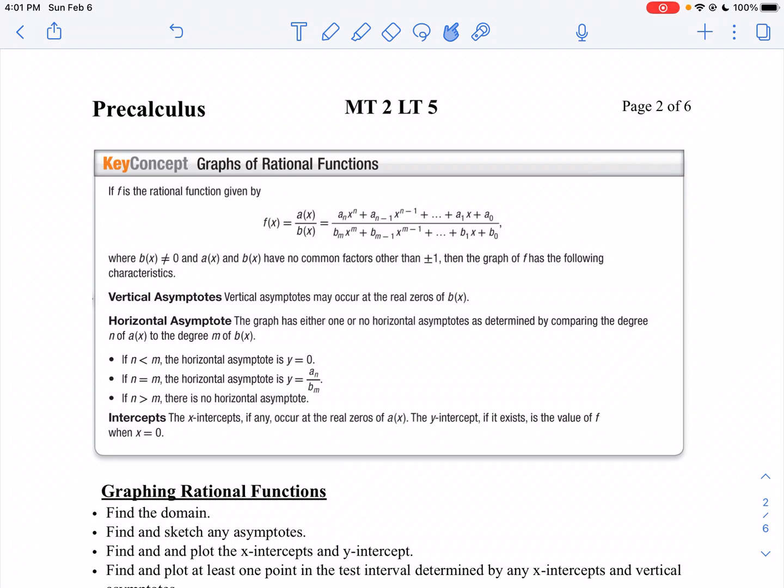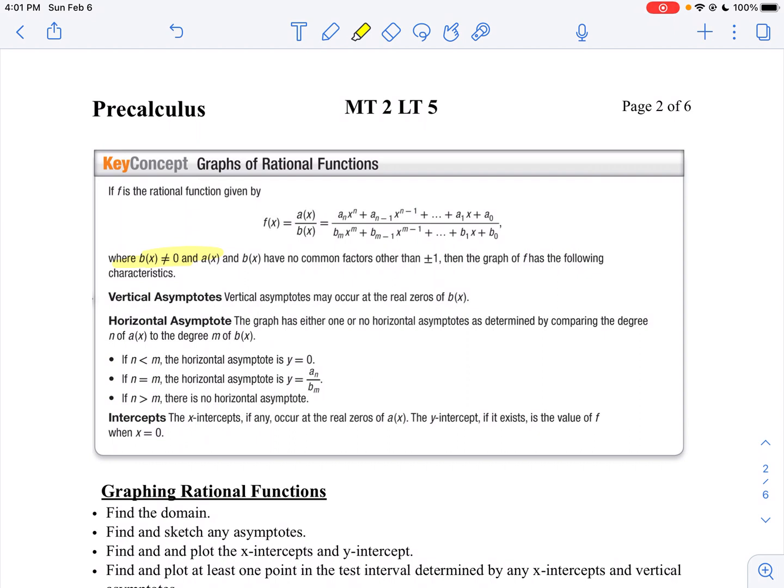Here are some more formal steps to graph a rational function. First off, we know our vertical asymptote occurs anytime the denominator is 0. Okay? So anytime you have a denominator of 0, you're going to have a vertical asymptote.